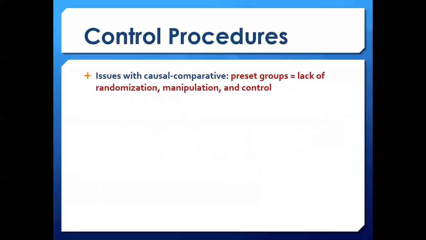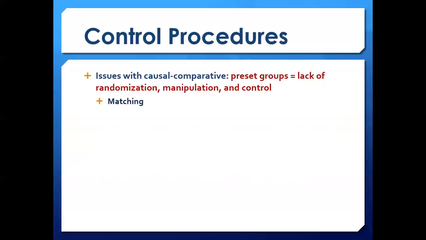One of the main problems with causal comparative studies, the main issue, is that because the groups are already predetermined, they're preset, there's a lack of randomization, a lack of manipulation, and a lack of control over the groups. So, how do we deal with that as researchers? We can't randomize the groups because the groups have variables that we can't control, whether it's age or gender or socioeconomic status. There are things we can't control and the groups are preset. So how do we deal with it? There are 3 different ways.